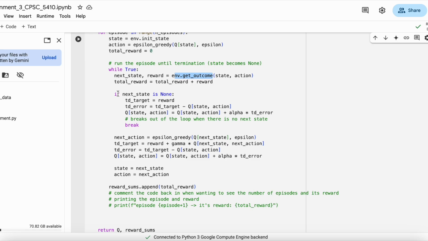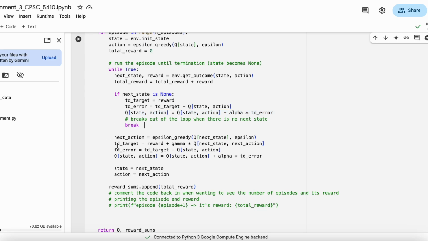This is the case if the next state is none. If there isn't a next state, then just go ahead and set the target to the reward, and set the error to the target minus Q of the state and the action. Then Q gets updated with this formula that we had to use. Then we break out of the loop when there is no next state.